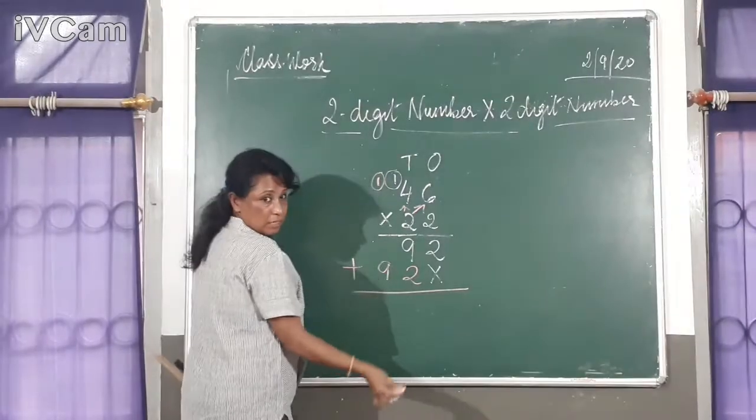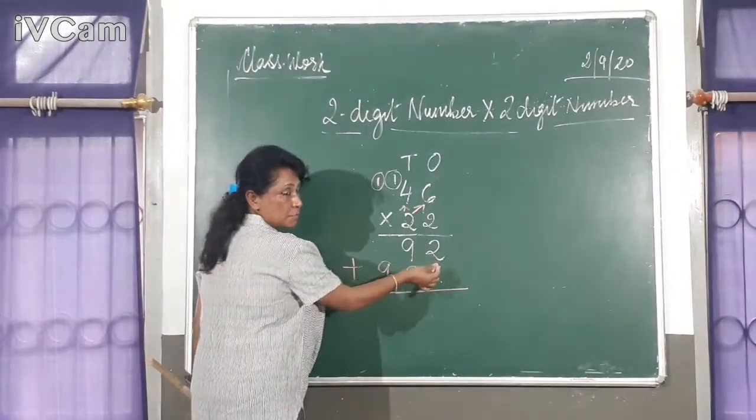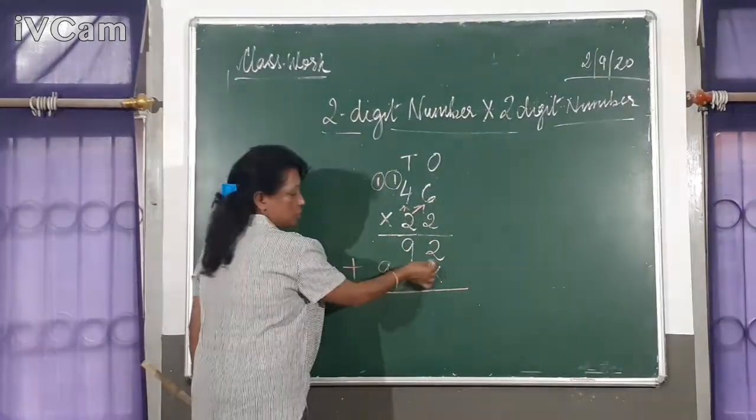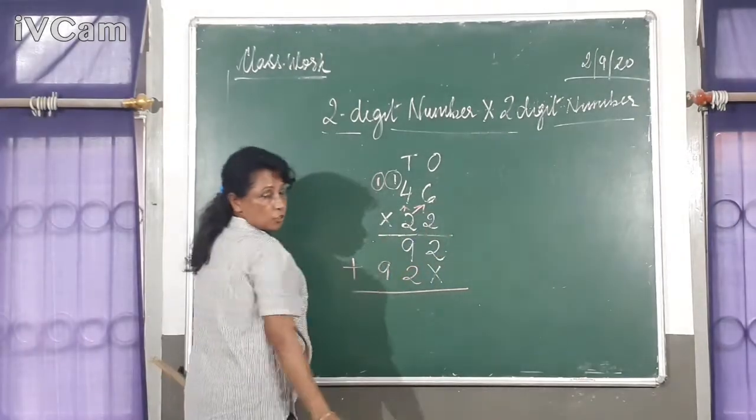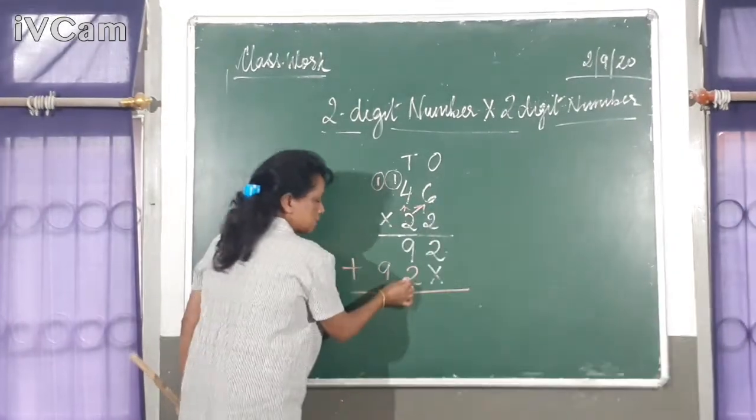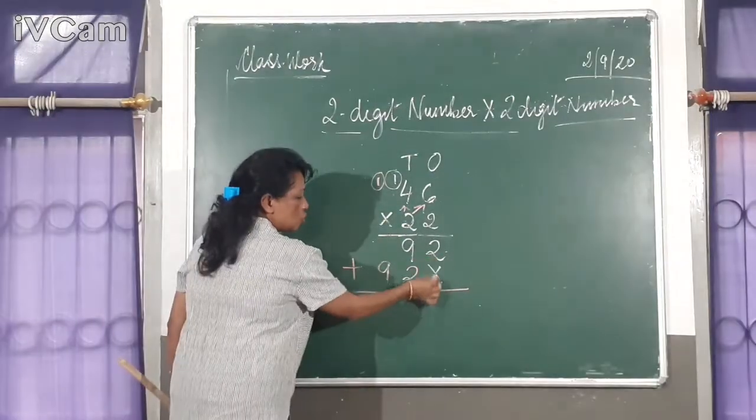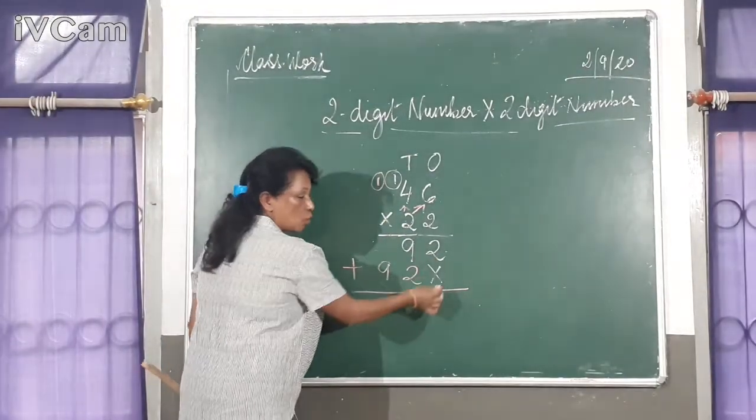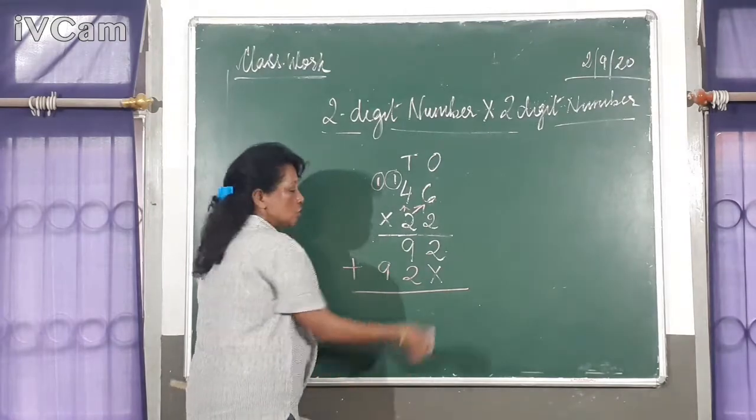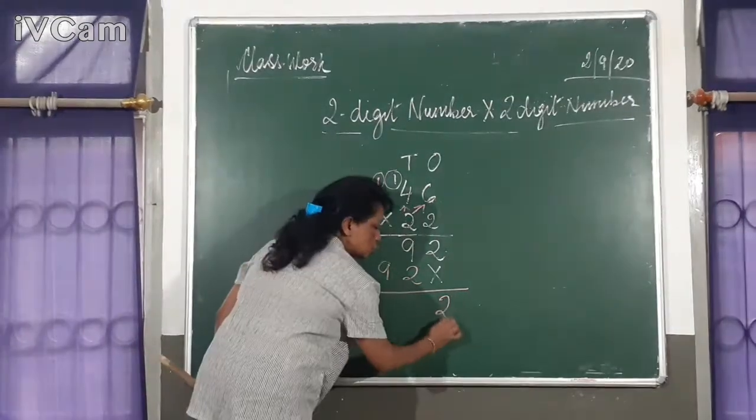So these are the products. Products means the answer which you get after multiplication. This is a product which you got after multiplying by 2, and this is the other product which you got after multiplying by the second number 2. Now 2 plus x means what? X means 0 or nothing. So 2 plus nothing is 2.